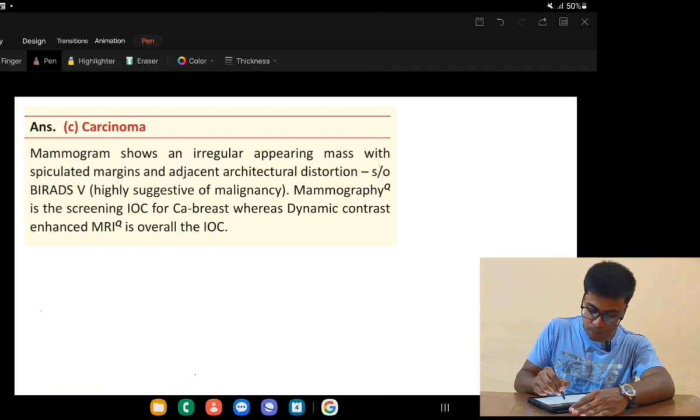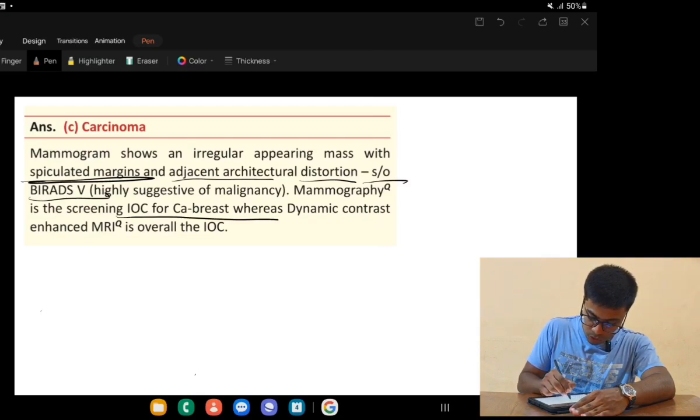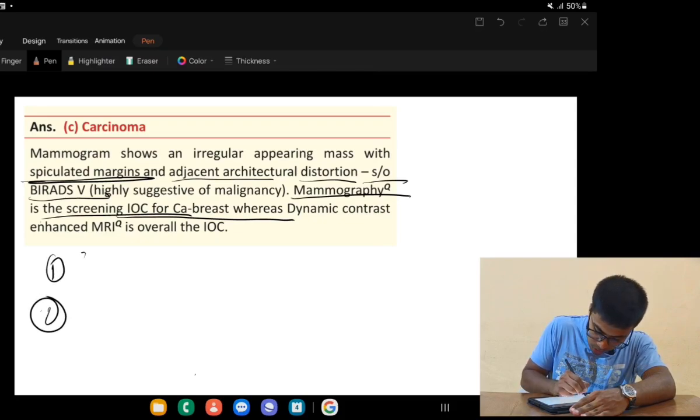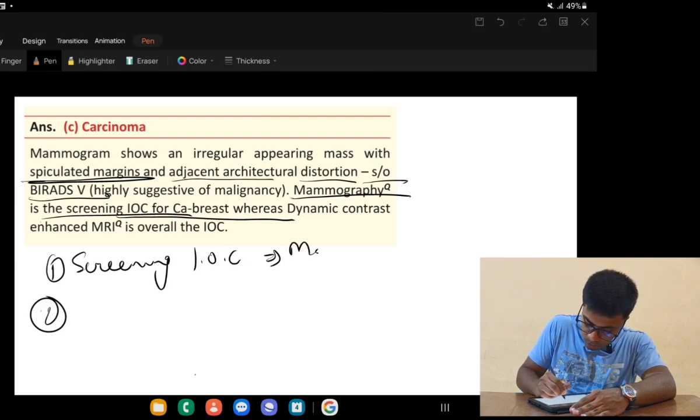Mammograph shows an irregular mass with spiculated margins and adjacent architectural distortion, seen in BI-RADS 5. So mammography is the screening investigation of choice for carcinoma breast. So two more questions we are knowing here.